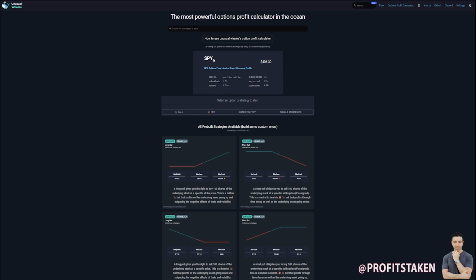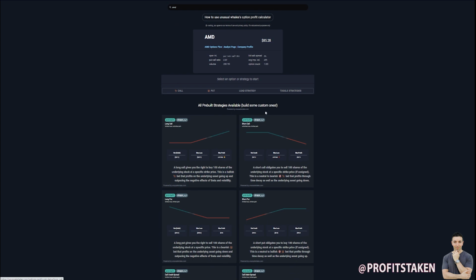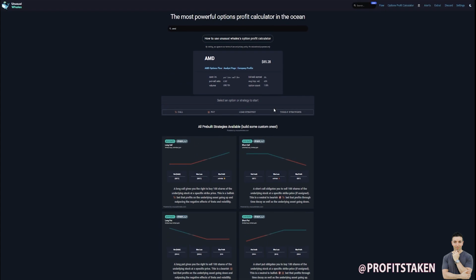So let's take a look here. Here we have it loaded on the SPY. I'm just going to type in something a little bit different. It doesn't really matter; you could choose whatever company you're looking for. You type in the ticker symbol there, and for me, I'm just going to go back to AMD to be consistent, and we'll load it up. You'll see that there are a lot of different pre-built strategies.